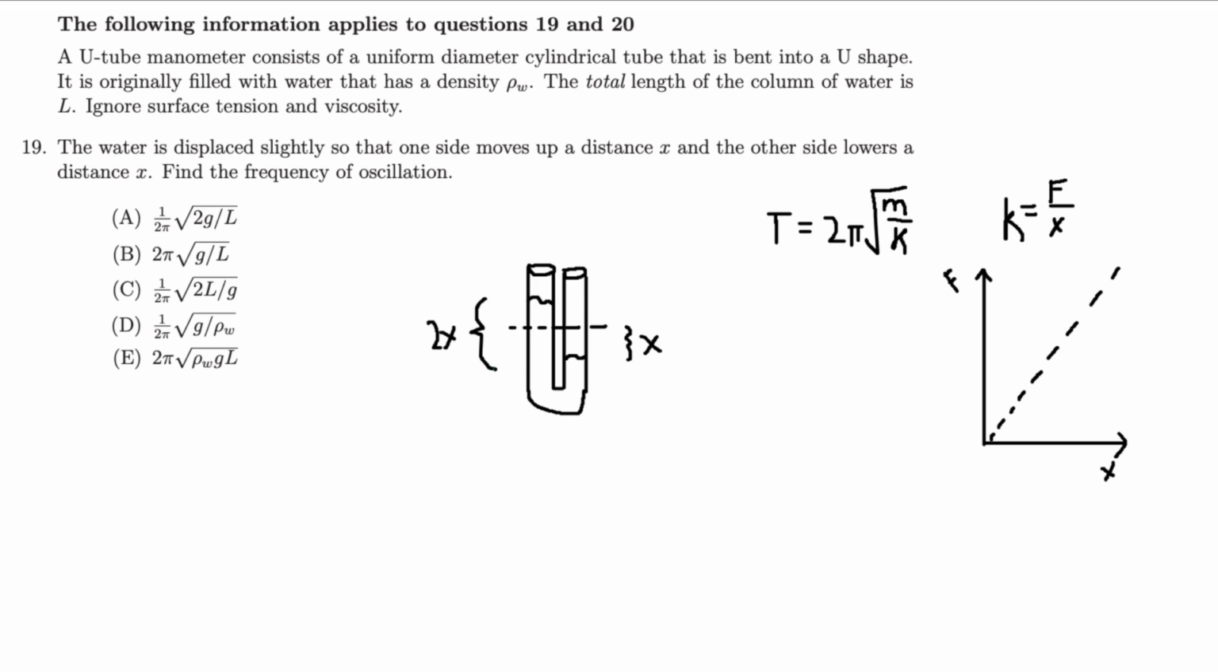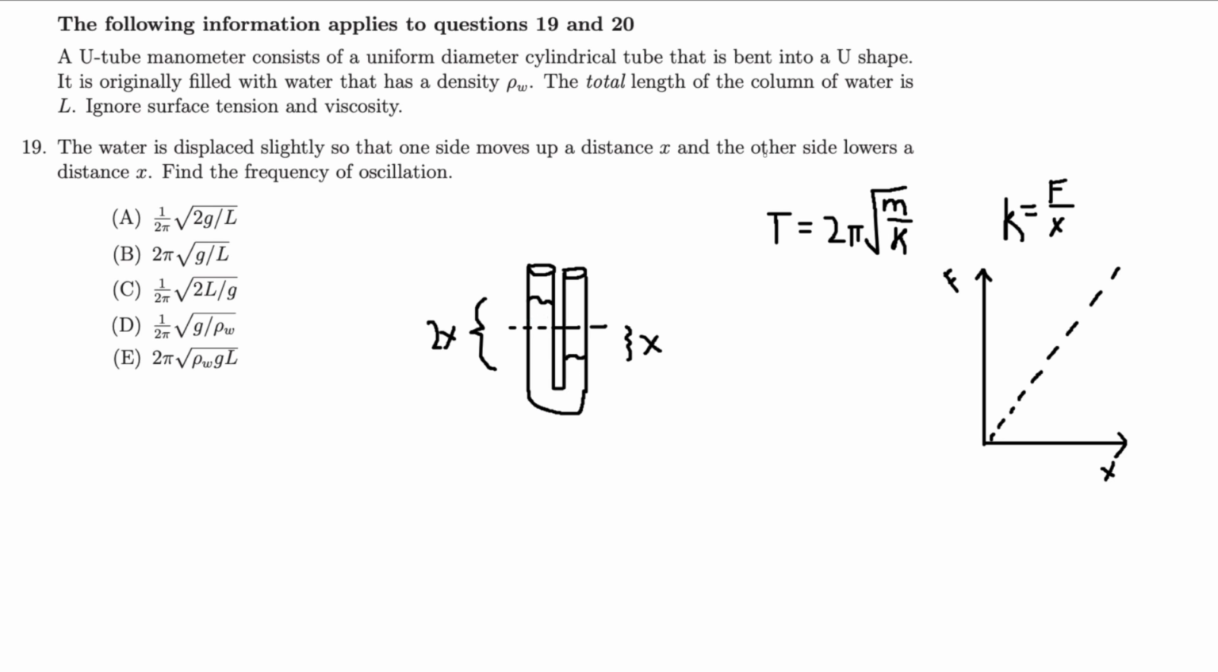Okay, so here I've drawn a U-tube. Here's the equilibrium point, and then it says it pushes it down a distance x, and the other side moves up a distance x. So it's important to note that this difference is equal to 2x. We should also know that the total length of all the water in this is equal to L, from here to here, because then we can know how massive it is.